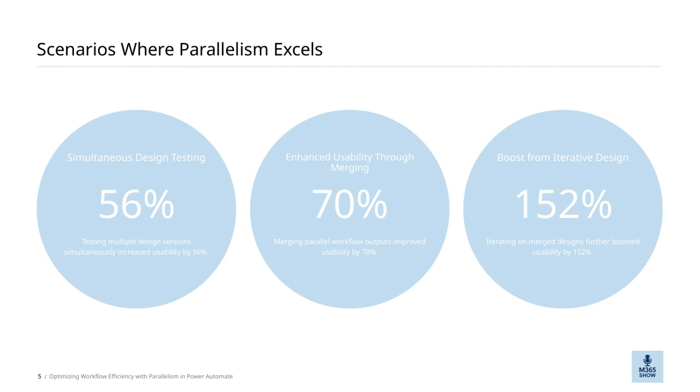Next, merging outputs from parallel workflows also plays a crucial role. When we combine results from different processes, usability improved by 70%. This shows how integrating various outputs can streamline the user experience and reduce complexity.